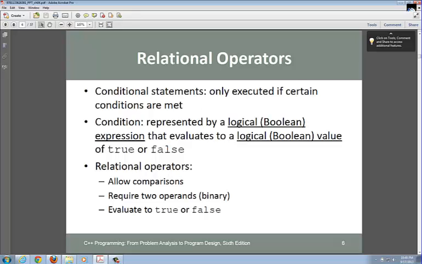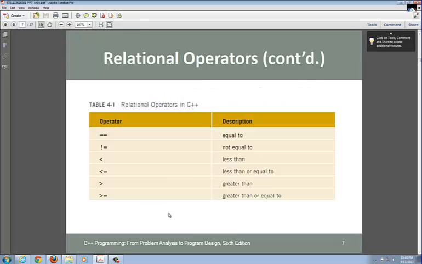Relational operators, remember now, we're looking at relational operators, not logical operators, is my point. The relational operator always compares two operands and evaluates to either true or false. This is your list of operators, and it's important that you know this. This is very important.